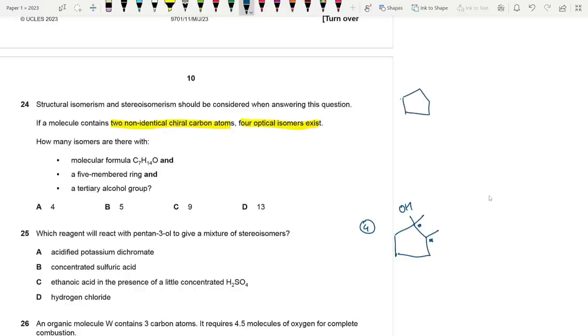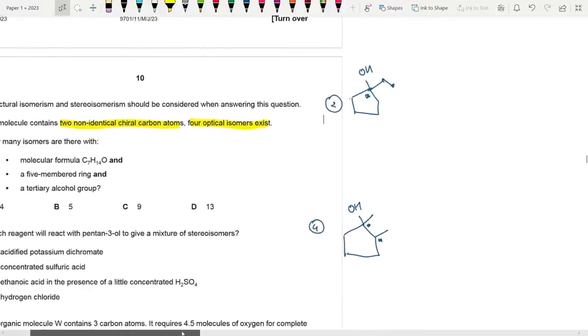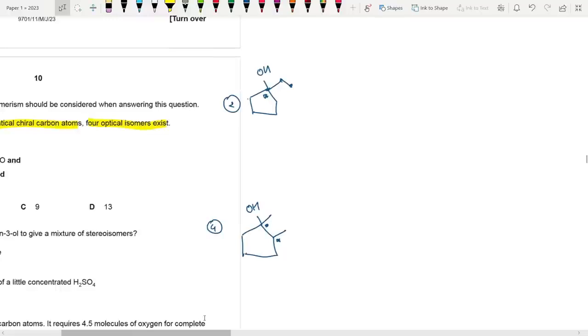Okay, let's try another one. What if I go for this? I attach the OH here, fine. Now what if I give a branched chain over here like this? There you go. So how many chiral carbons does this have? Just 1. So 2 isomers over here. Okay, so that's 2 plus 4, which is 6. 5-membered ring tertiary alcohol group. Okay, let's go to the next one then.